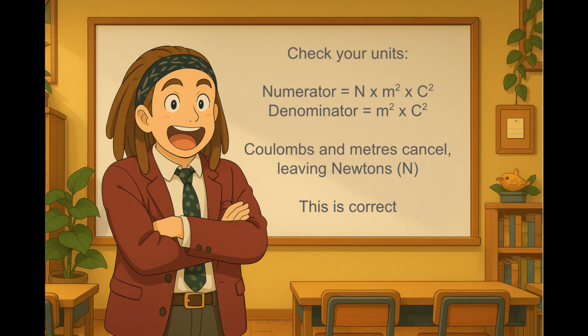To check our answer, the units work out correctly. Newton meters squared per Coulomb squared times Coulomb squared divided by meters squared equals newtons. This is a good sign. The magnitude of 0.60 newtons is also reasonable for microcoulomb charges at this separation. It's not an impossibly large or tiny force. Given the opposite signs of the charges, we confirm the force is attractive.